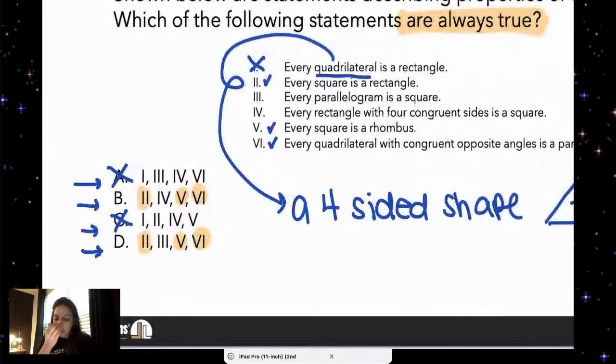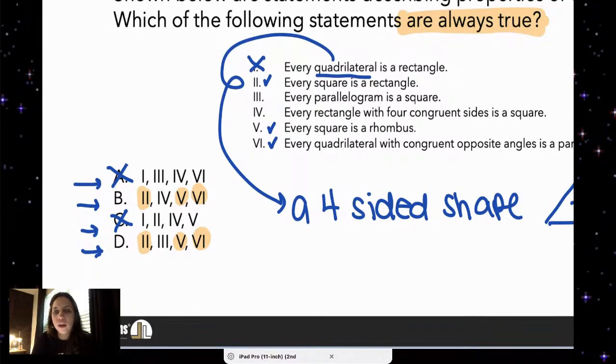So I'm going to look at number 3 and 4 because, quite frankly, in these kinds of problems, they are giving you statements to trick you. So if there's one you're not sure about, move on to the next one. If you're like, ooh, I don't know, move on to the next one. Let's look at 3. Every parallelogram is a square. Every rectangle with 4 congruent sides is a square. Ooh, 4 is going to be really hard to disprove. So I'm going to try to disprove number 3.